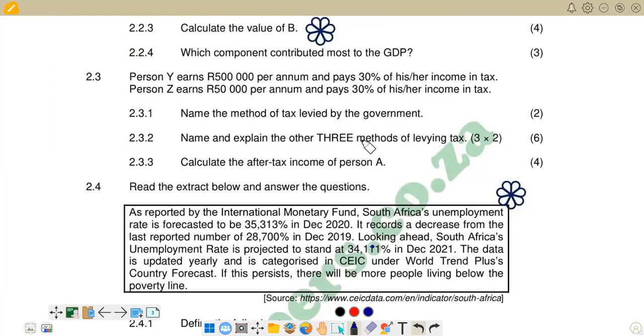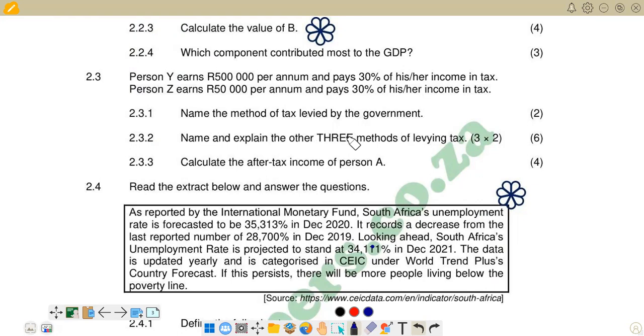The next question is saying person Y earns 500,000 per annum and pays 30% of his or her income in tax. Then person Z earns 50,000 per annum and pays 30% of his or her income in tax. Then the first question is saying name the method of tax levied by the government. So the methods of tax that we have in terms of levying, we've got what we call the regressive tax system, we've got the progressive tax system, and also we have the proportional tax system.